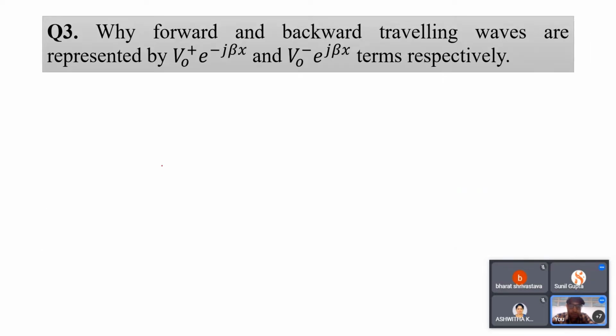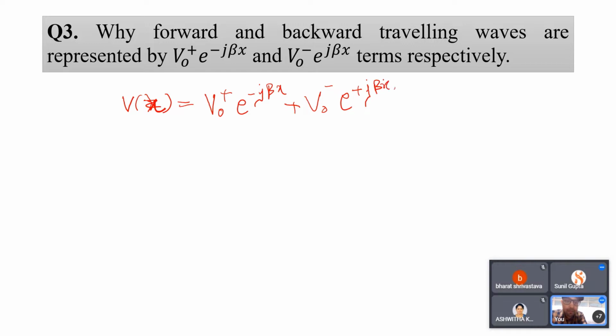Okay, so here is the third question. In transmission line theory, you have seen that the voltage equation in the transmission line is defined as V naught plus e raised to the power minus j beta x. Sorry, this will be V naught plus e raised to the power minus j beta x plus V naught minus e raised to the power plus j beta x.